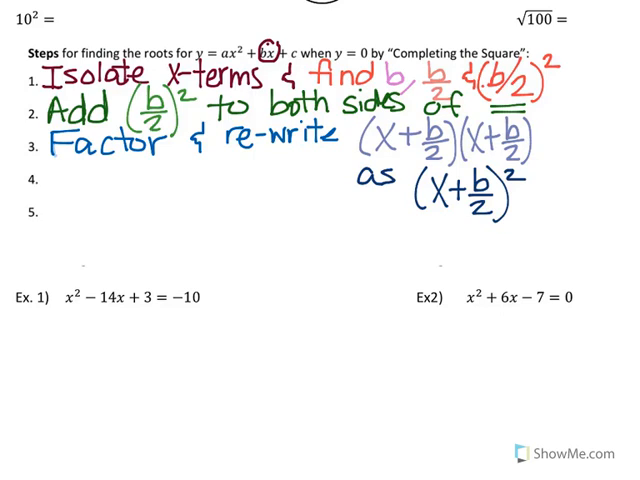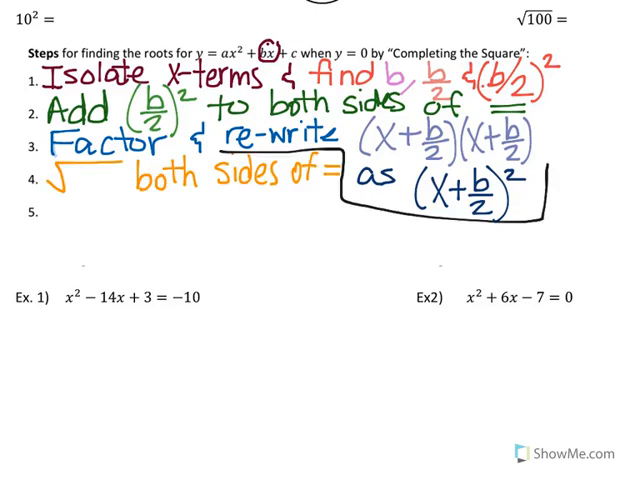Now on to step 4. Step 4 is where we take the square root of both sides of the equation. Obviously we have to take the square root of both sides of the equation, again, to keep that balance intact. And then the final step is simply to solve. So solve for x.